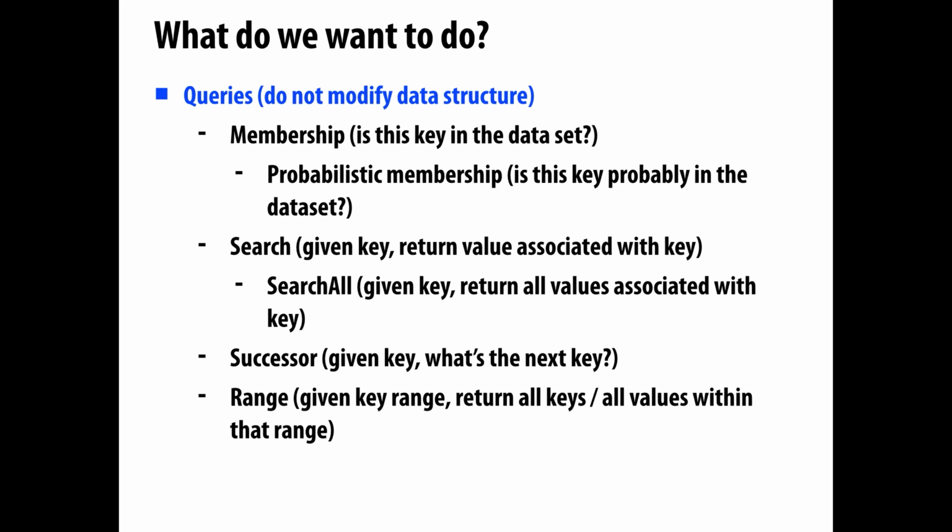We're willing to deal with a little bit of fuzziness in terms of the quality of that answer in exchange for another desirable property like density. We'd like to be able to do searches. We have key-value pairs, and we'd like to be able to say, hey, given this key, tell me the value that's associated with it. We'd like to potentially do a successor query: given this key, what is the next key? And then range: given these two keys, what are all the keys in between them?